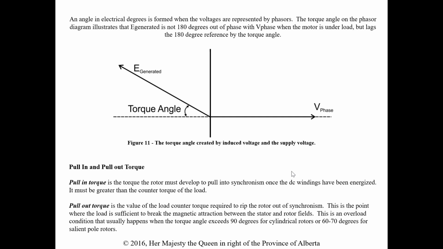If we apply enough counter torque or load torque, it could be enough to rip that motor's magnetic locking apart and get it out of synchronism, which would be a bad thing. So this situation can happen. It's an overload condition, usually when the torque angle exceeds 90 degrees for cylindrical rotors and 60 to 70 for salient pole. So if this E-gen gets around here, 90 degrees, it's probably going to rip it out of synchronism for a cylindrical.